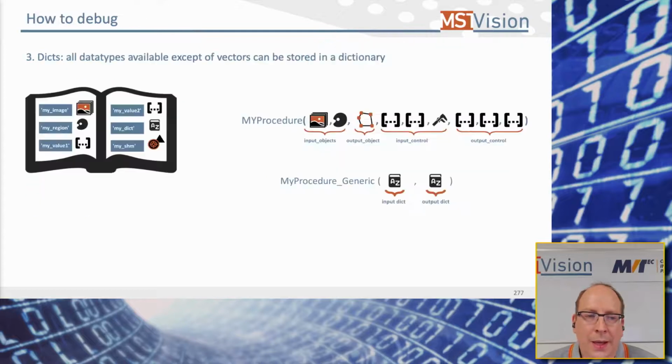And the last possibility is dicts, the dictionaries. All data types available, except for vectors, can be stored in a dictionary. If you have a shape-based matching, etc., with a dictionary, all the information behind that handling can be saved. So you can write a procedure with a generic interface, with input, output. This is very helpful, and these three methods can also be combined.